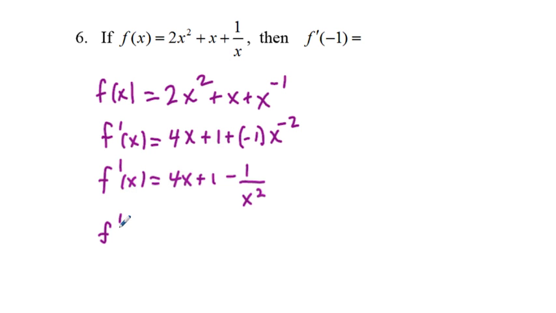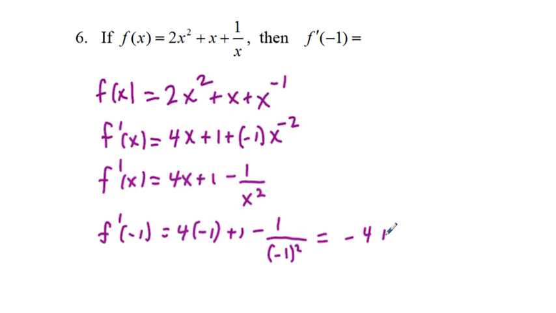And so f prime of negative 1 is going to be 4 times negative 1 plus 1 minus 1 over negative 1 squared. And this is going to be equal to negative 4 plus 1 minus 1, which equals negative 4, which we box in as our correct answer. Okay, that's the first page of the test.